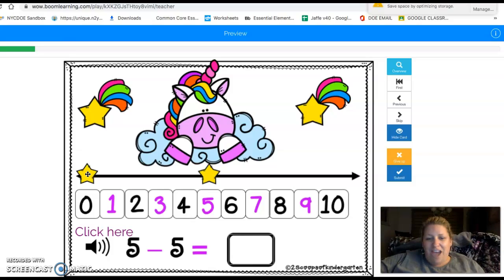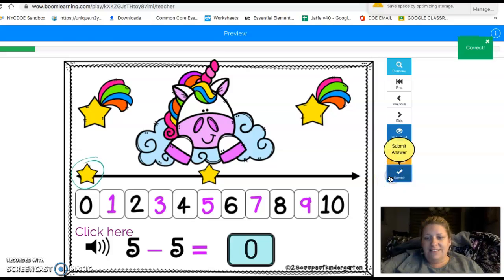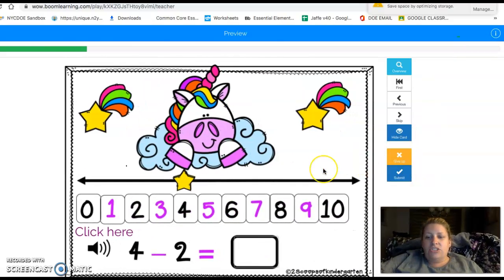So how many do we have left? 5 minus 5 is 0. Good job. So I'm going to find 0 on the keypad. Let's see if I'm right. Yay! Let's do one more together.